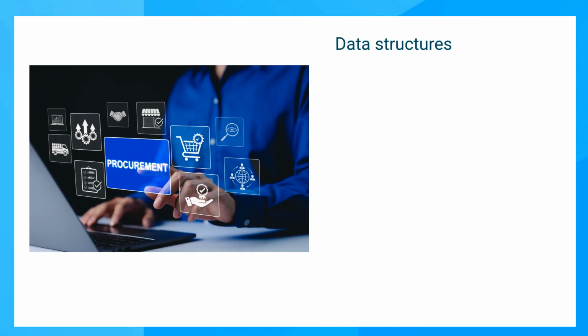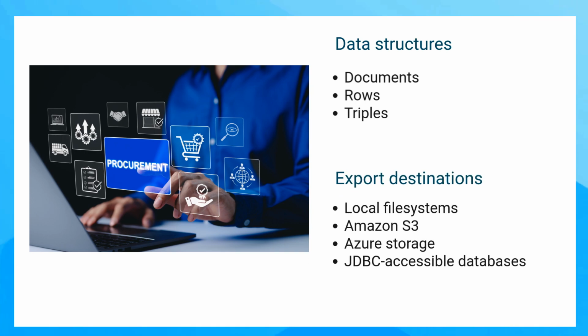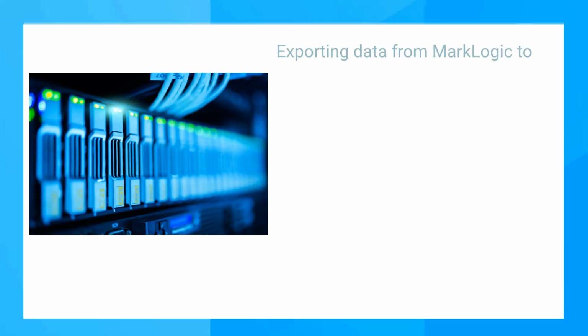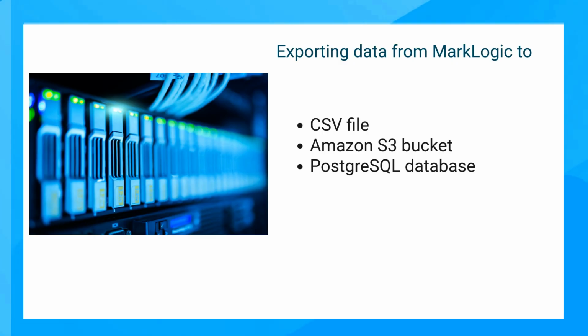MarkLogic Flux allows you to export documents, rows, and triples. That's 3 different data structures with a single tool. These data structures can be exported to a variety of destinations, such as local file systems, Amazon S3, Azure Storage, and JDBC accessible databases. In this video, I'll review exporting data from MarkLogic to a CSV file, an Amazon S3 bucket, and a Postgres database.